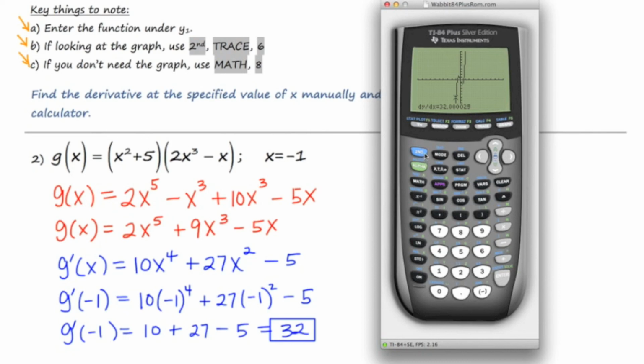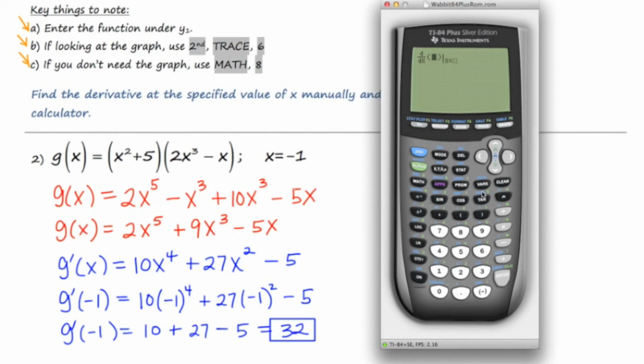Well, let's go to the calculating screen, which is second quit, and I'm going to press math and then 8. The math button followed by 8. Actually, let me scroll down to show you what that button even says on it. It says n deriv. So that means take the derivative of. And I'm taking the derivative of a function with respect to x.